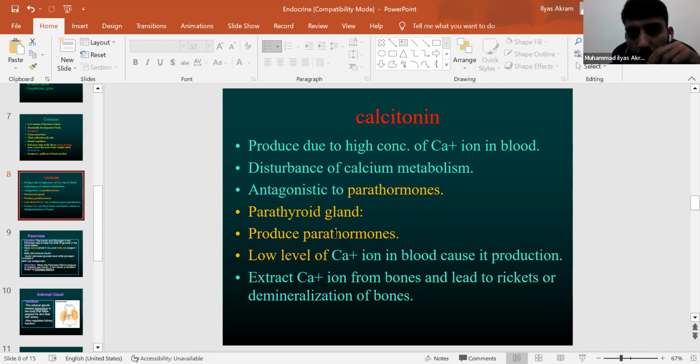So we can see that both have different conditions in the blood. Parathormone is induced when there is a low level of calcium in the blood, and it extracts calcium ion from our bones. We know that our bones have calcium carbonate and calcium phosphate molecules. When calcium ion comes out of the bones, that can lead to rickets, a disease of bones, or demineralization of the bones. Demineralization means the breakdown of calcium carbonate in the bone, and the calcium ion is sent into the bloodstream.